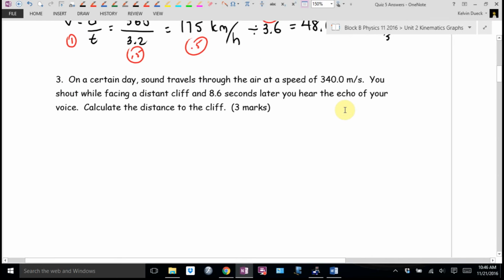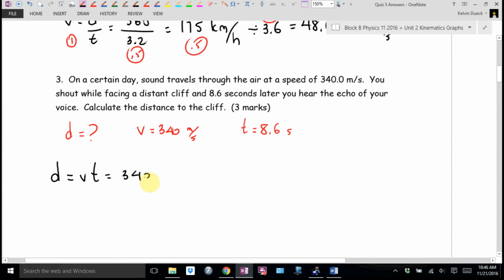How many marks is number 3 worth? 3. Probably a curveball, trick, extra step, something weird. I notice these things. They want me to find a distance, so I wrote down D equals question mark. I noticed they gave me a speed, 340 meters per second. I noticed they gave me a time, 8.6 seconds. I said, geez, this seems pretty simple. I can go distance equals V times T.